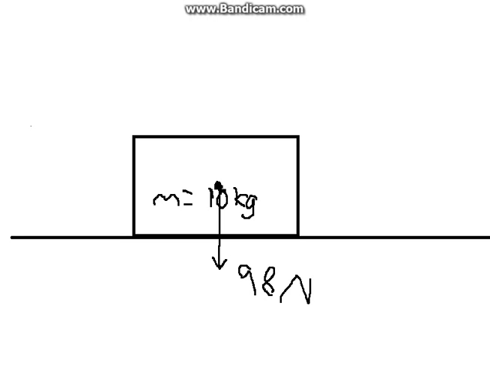Now, that means that the table exerts a force back upwards on the box due to Newton's third law, of magnitude also 98 newtons. And once again, this is our normal force.